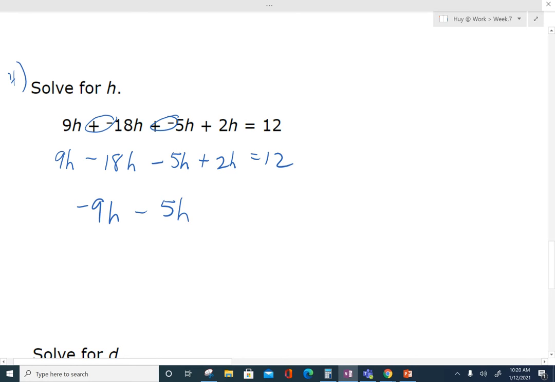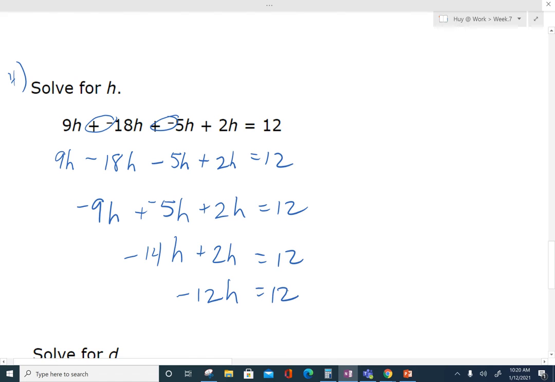Please use a calculator if you're making mistakes on adding and subtracting when you have negative numbers. 9 minus 5. If you're going to subtract 5, that's the same as adding a negative 5. So it's negative 14h plus 2h equals 12. Negative 14 plus 2 is negative 12h equals 12.